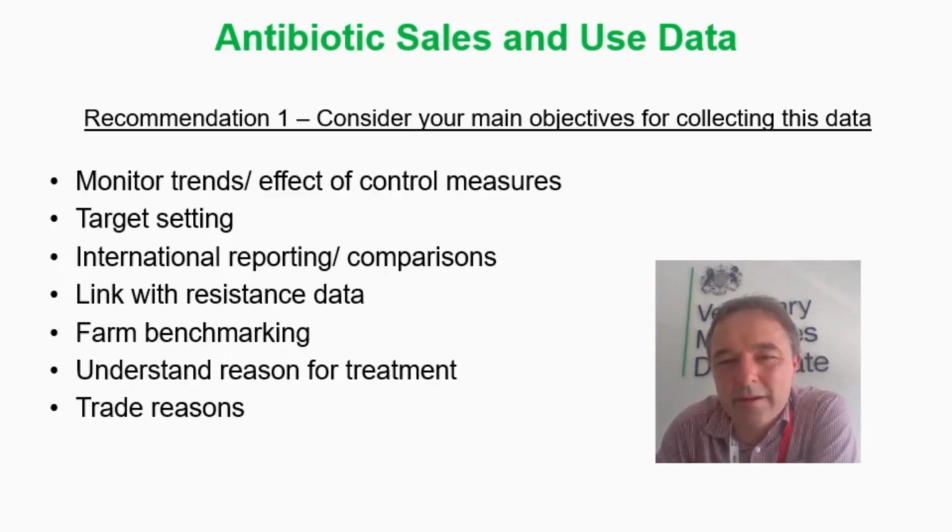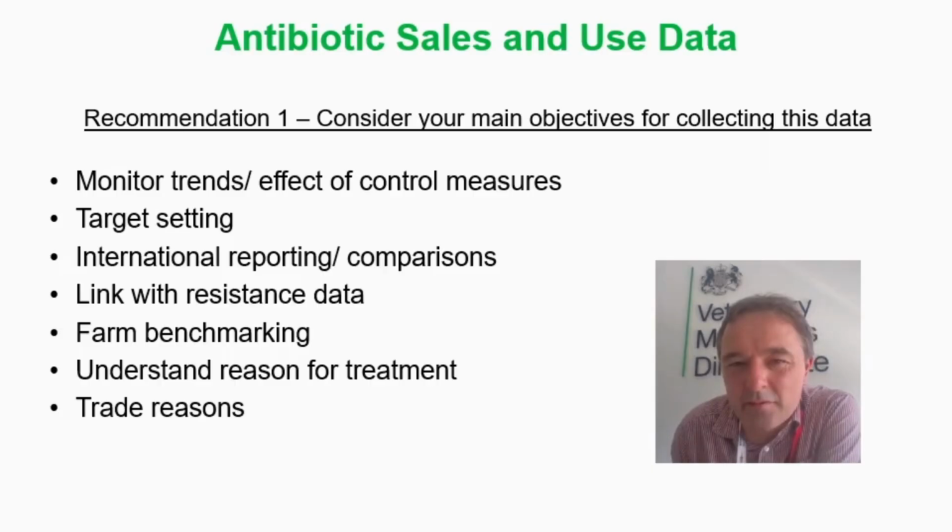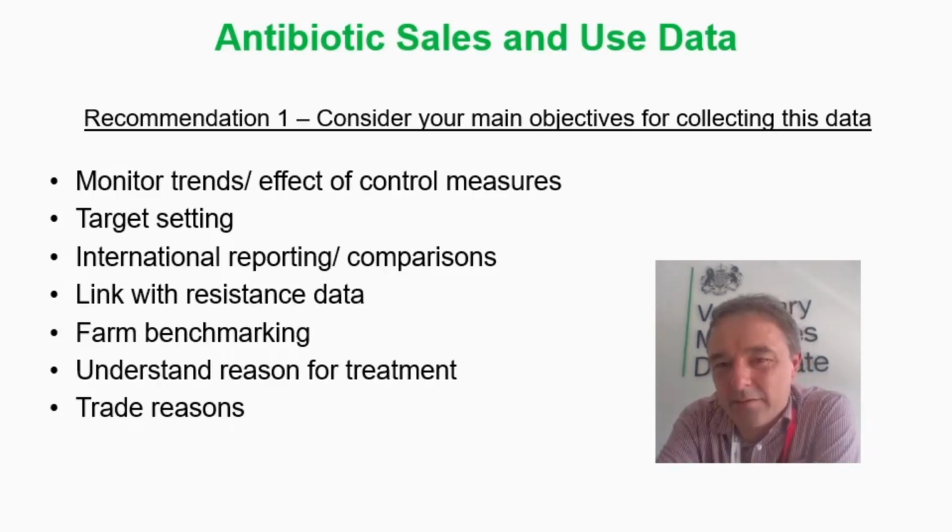So my first recommendation is to consider what your main objectives are for collecting this data, and this includes both antibiotic sales data as well as antibiotic usage data. For example, is the idea just to monitor trends or the effects of control measures? We know this is useful because a lot of countries and sectors are putting in place measures to reduce inappropriate antibiotic use, and so having a national figure to monitor the trends can be really important.